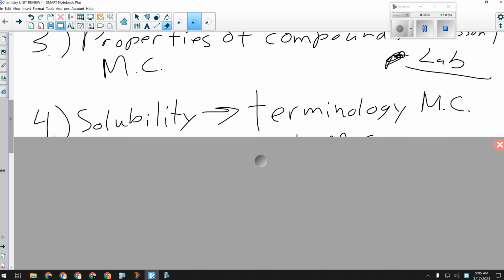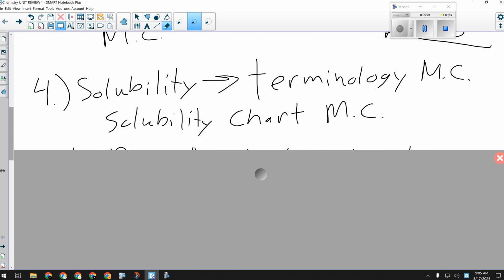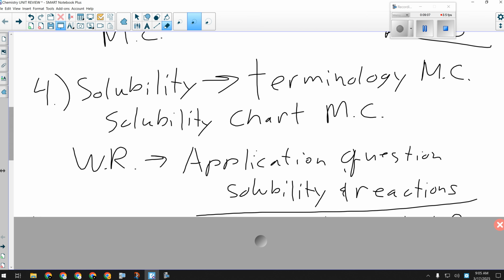And I will tell you that it involves solubility and chemical reactions. Those two concepts would be highly likely to be in that problem. So that's what I was just talking about there. There'll be an application question about solubility and chemical reactions.